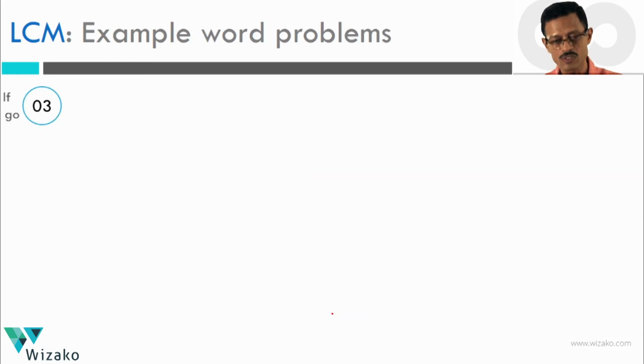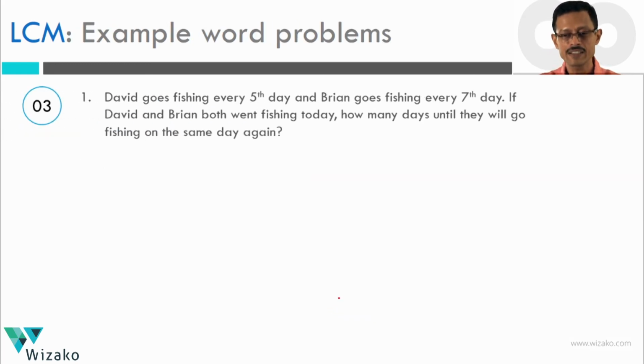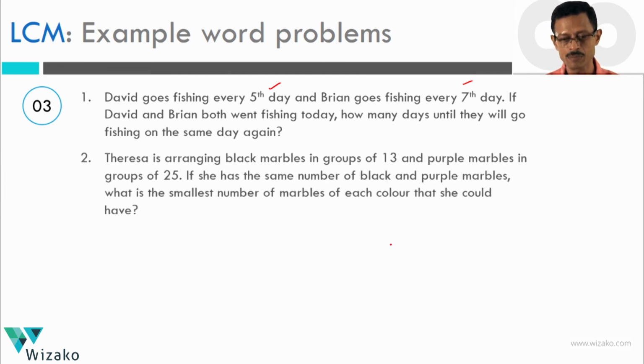Here are 3 examples with wordings to figure this out. David goes fishing every 5th day, and Brian goes fishing every 7th day. If David and Brian both went fishing today, how many days until they go fishing on the same day again? It happens every 5th day, happens every 7th day. We want to find a point of coincidence. The answer is going to be the 35th day from now, which is the LCM of 5 and 7.